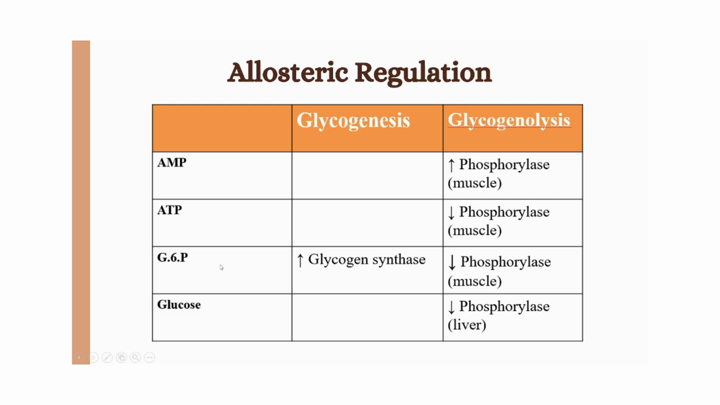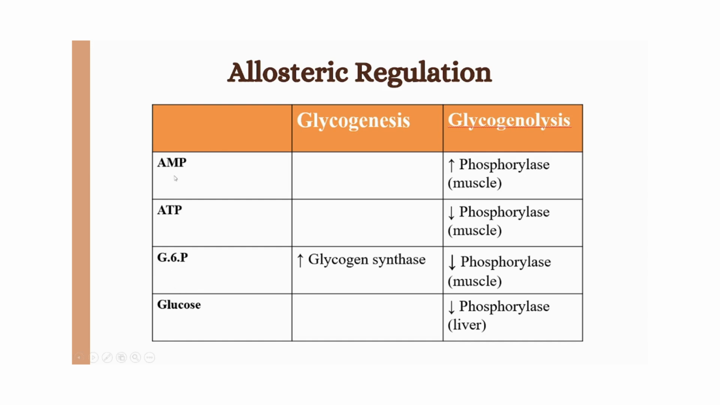At the same time, glucose 6-phosphate is a negative allosteric regulator of phosphorylase, particularly in muscle. So when there is a lot of glucose 6-phosphate or glucose, this will inhibit or inactivate muscle phosphorylase. It will tell the muscle to stop glycogenolysis. There is no need to break down its glycogen because glucose 6-phosphate is abundant.